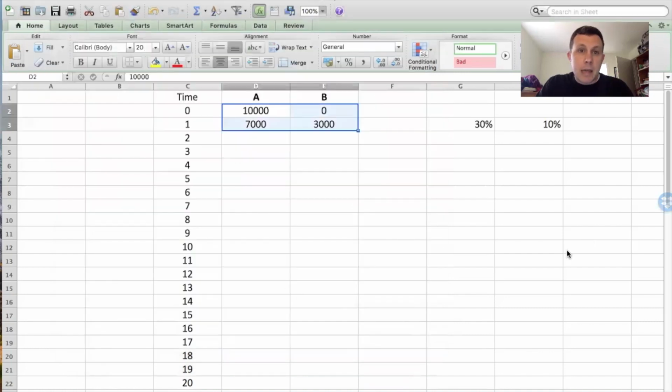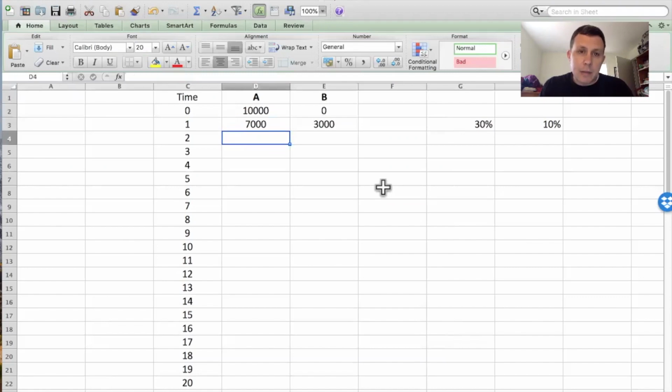Let us say that we started with 10,000 A molecules and 0 B molecules. Remember, 30% chance of A becoming B and 10% of the opposite. So the first step's pretty easy to see. If 30% of A will become B, then 30% of that is 3,000, and you would expect there to be 3,000 B molecules. And since there were no B to begin with, none of those are going to turn back into A, and so you'll just have 7,000.